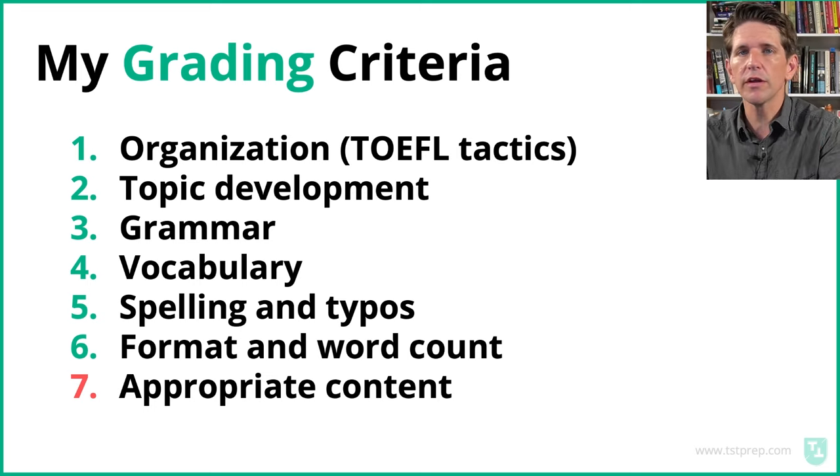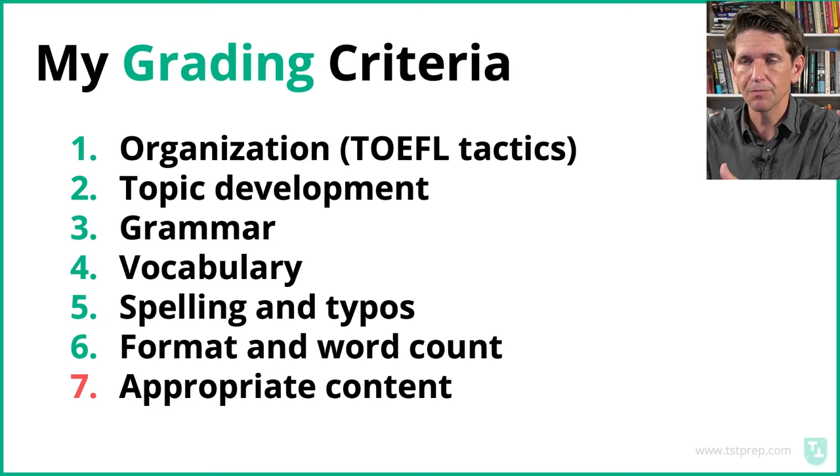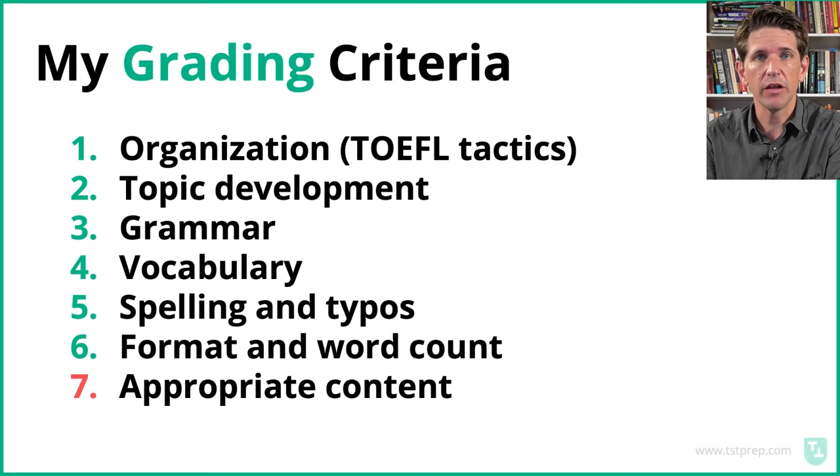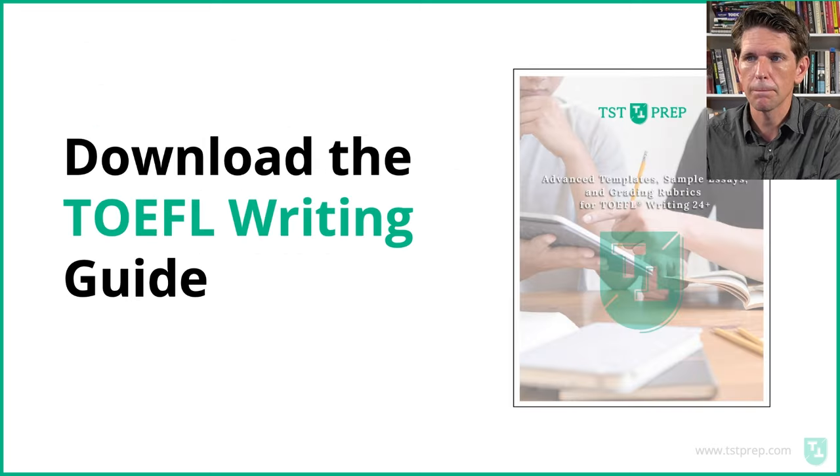But I look for organization, topic development. Organization is basically structure and templates. Topic development is being able to tell a story. And grammar, vocabulary, spelling and typos, format and word count, and appropriate content. Number 7 is only for question 1, what we're doing right now. And that's basically that you said everything from the reading and listening, all the important stuff. So that does hurt your score if you miss some important stuff from the reading and listening.